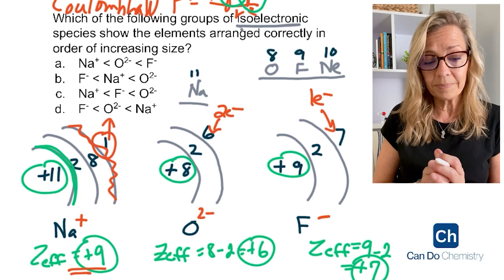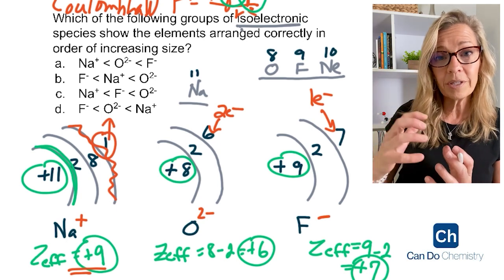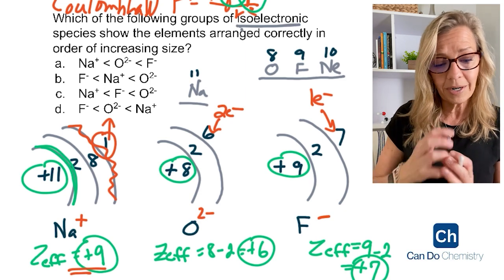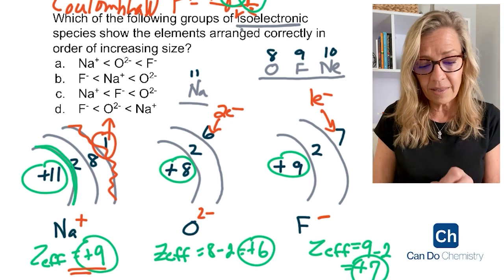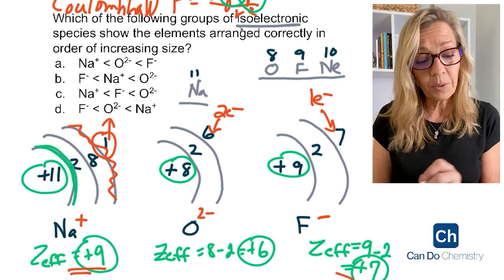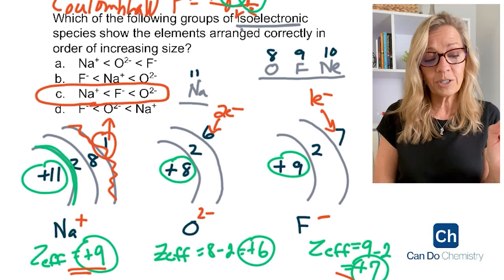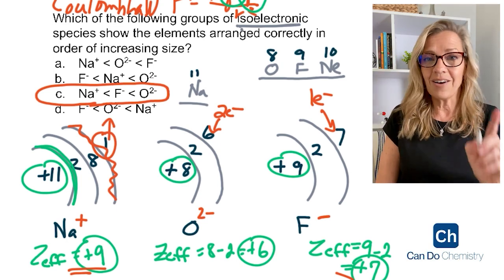So what does that mean? They will be the smallest. That force is pulling those electrons in just a little bit tighter. And so that would be the smallest. And then the next one would be, you guessed it, the fluorine. Okay. And then last of all, the largest one would be the oxide.